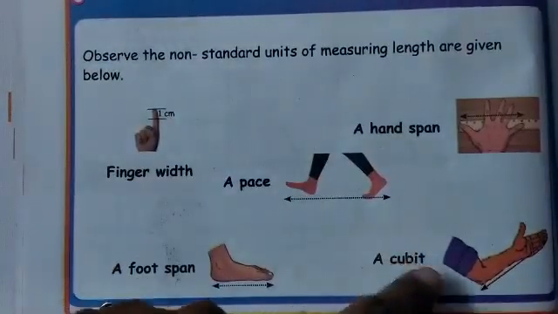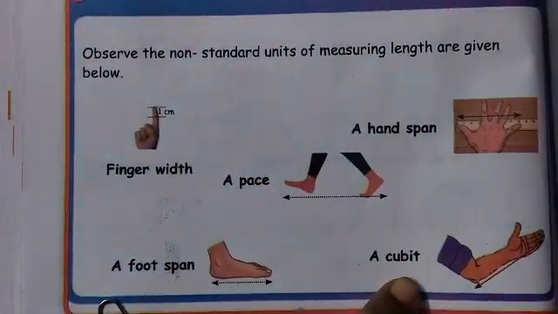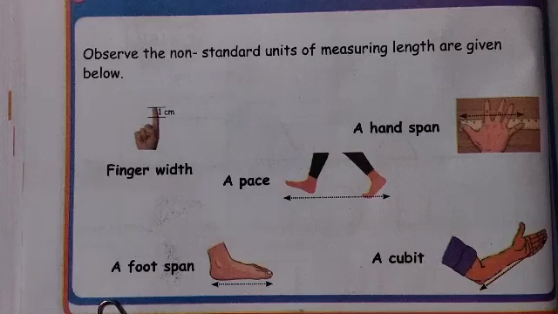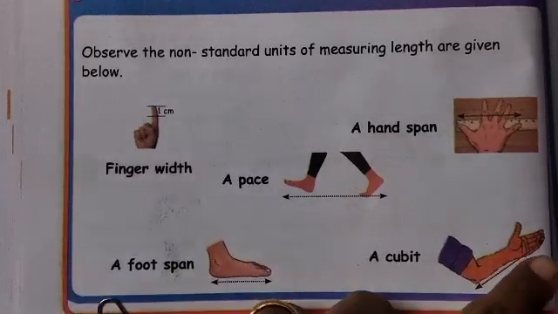Children, and the last one is cubit. It's a very good example: have you seen your mommy buying flowers, isn't it? Malli poo ellam poo vipanga, the person will be measuring in their hand. How will they do it?